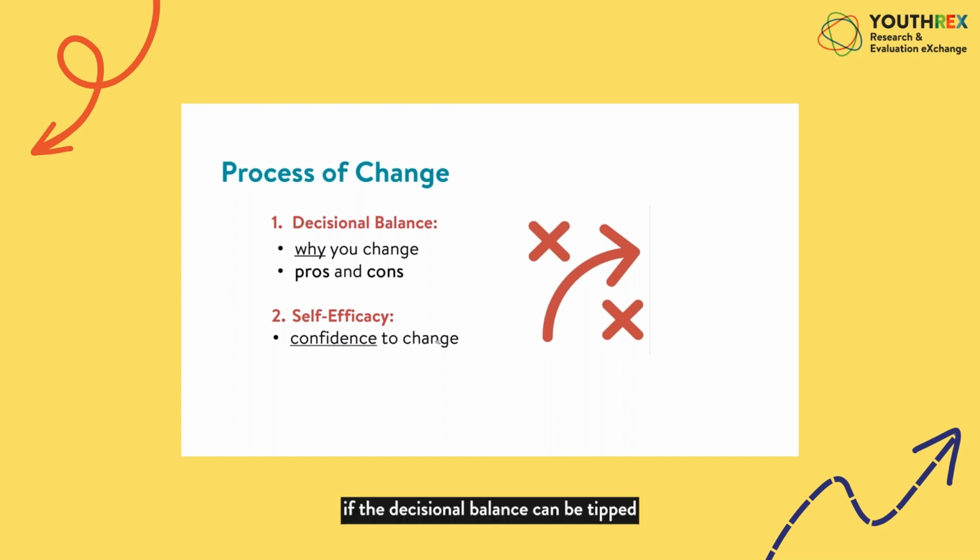If the decisional balance can be tipped so that the pros in favor of changing outweigh the cons, then you are likely going to be able to move that youth into the preparation stage and even the action stage. So as youth enter the maintenance stage, the pros in favor of maintaining the behavior change should outweigh the cons of maintaining the change in order to decrease the risk of relapse.